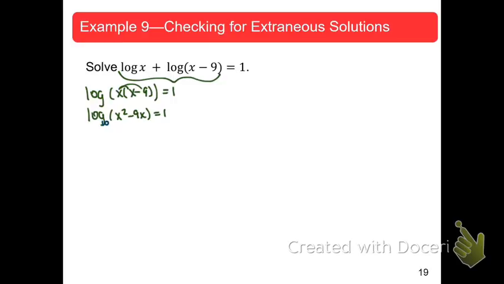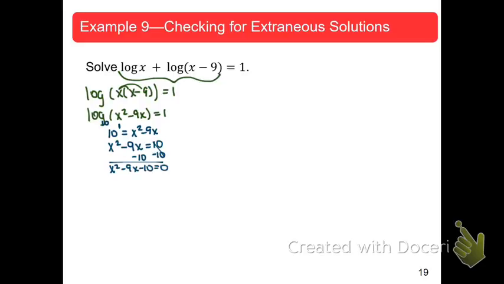So when I put this in exponential form, I have my a, which is 10, to the y, which is 1, equals x, which is the x squared minus 9x. So I can simplify that 10 to the first, and I'm just going to flip this over here. So I get x squared minus 9x equals 10 to the first is 10. And because you have that x squared and that x term, you need to get it equal to 0. So let's move that 10 over. And when I do that, I get x squared minus 9x minus 10 equals 0.